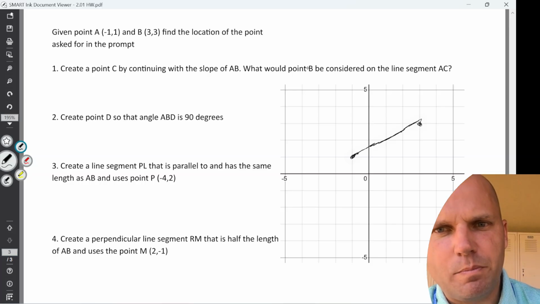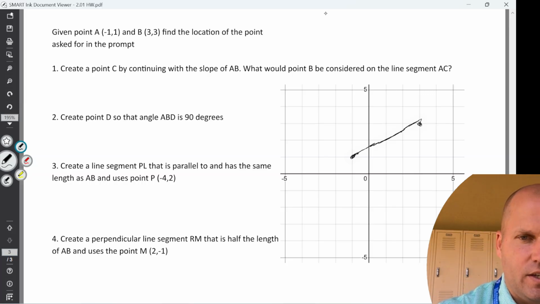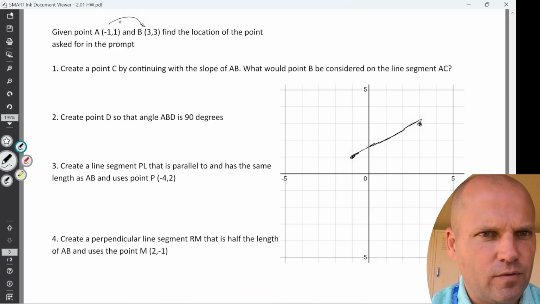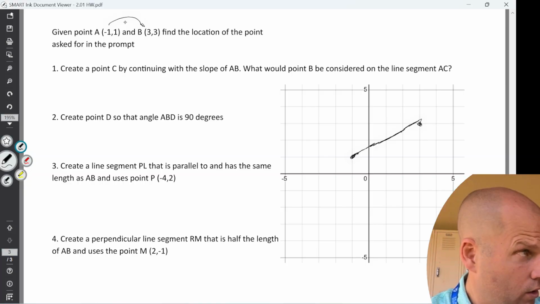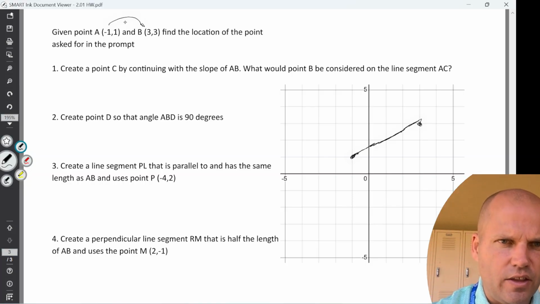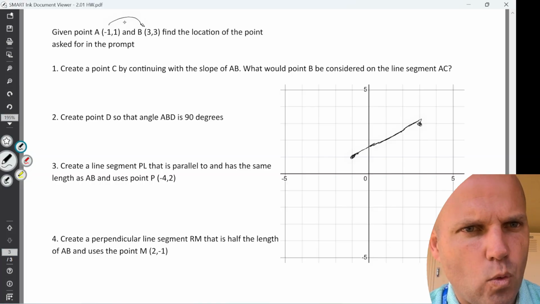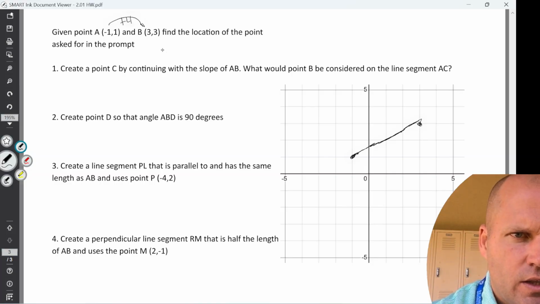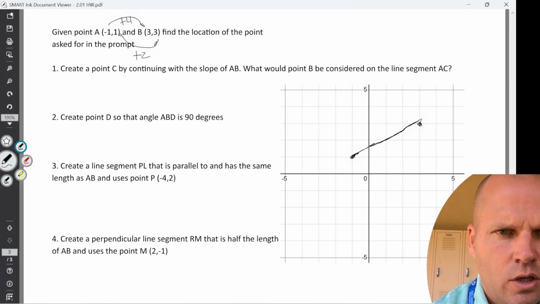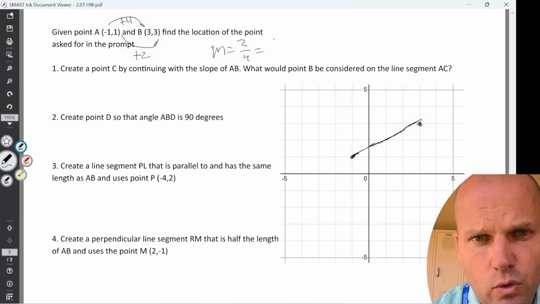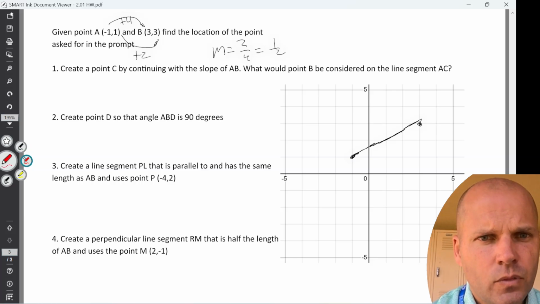What would point B be considered on the line segment AC? All right, cool. So we can see from the x-coordinate of -1 on A to the x-coordinate of 3 on B, that is a +4 x change. And then from the y-coordinate of 1 to the y-coordinate of 3, that is a +2 change. So that would be a slope of 2/4 or 1/2.